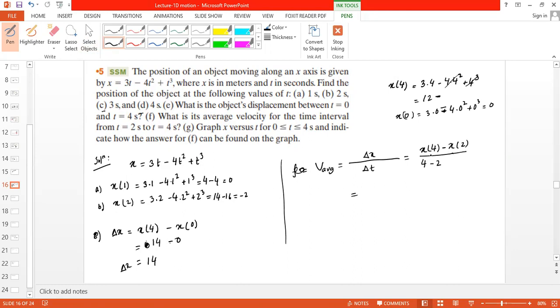Right? So x of 4 equal to 12, and x of 2, I already did this here, minus 2, and 4 minus 2 equal to 2. So it should be like 12 plus 2 by 2, that is equal to 14 by 2 equal to 7. So V average equal to 7 meter per second. Is it clear to you guys? Clear? Yes sir. Okay, and then let's try a next math.